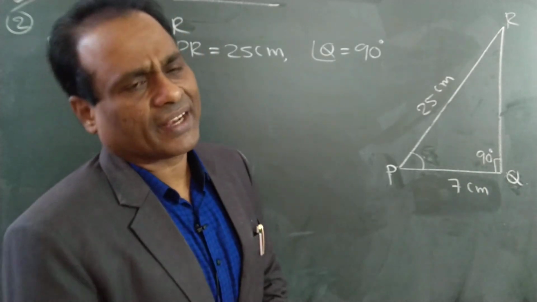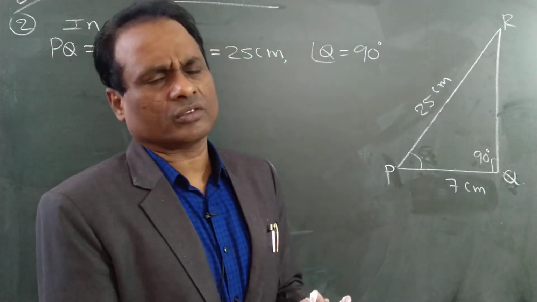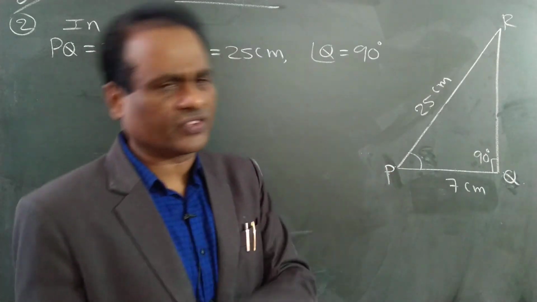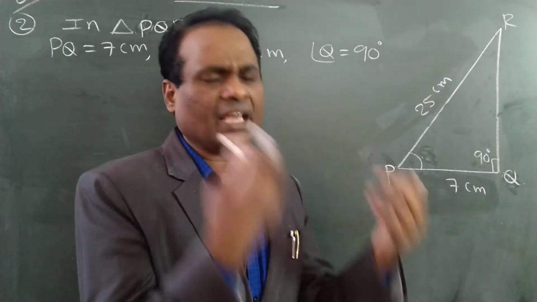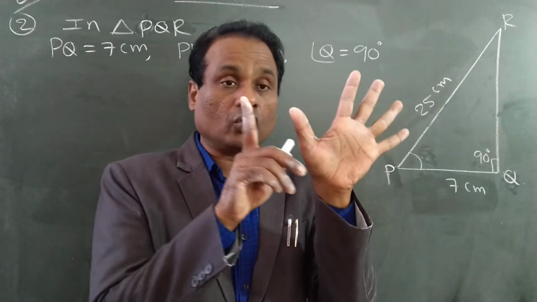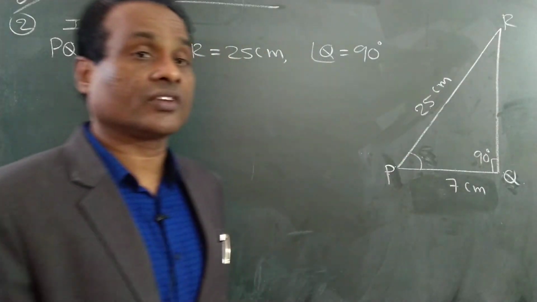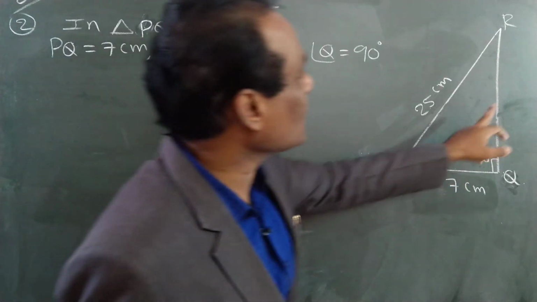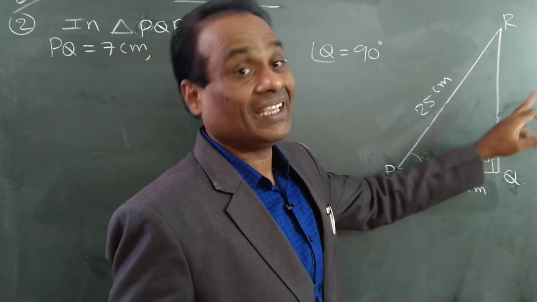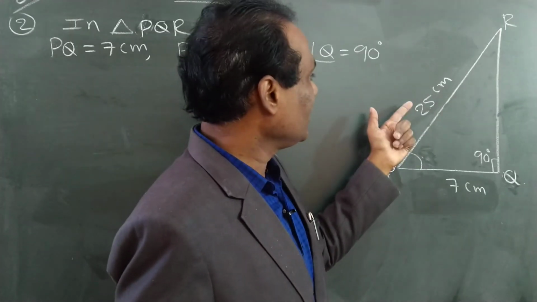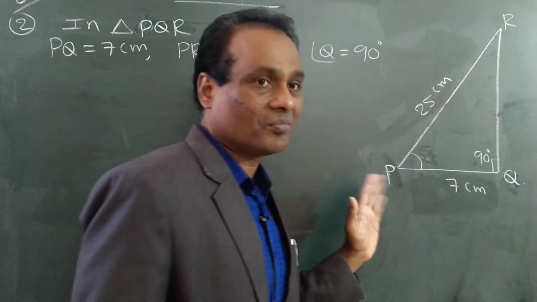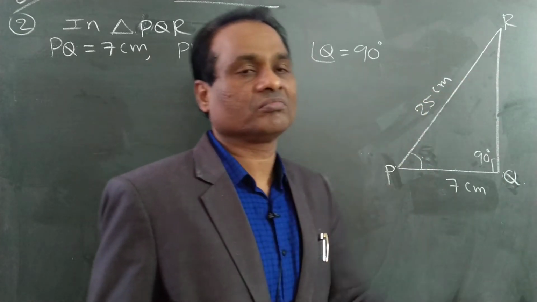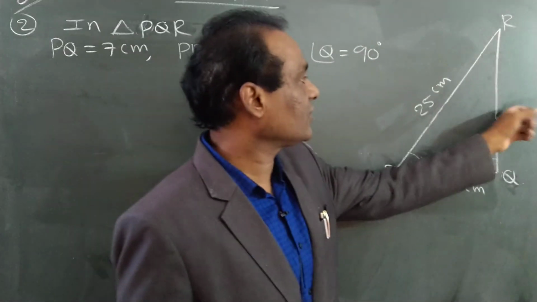Tan P minus tan R is asked. Suppose sine is asked, or cos, or tan, secant, cosecant, cot. If any ratio is asked among the 6 ratios, we can find it. The thing is, we don't know this side. In the previous problem, 3 sides were given. But in this problem, only 2 sides are given. This is not given.